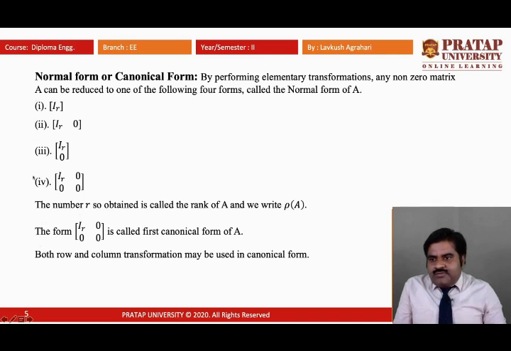There are four types of the normal forms. Ir denotes the identity matrix having order r. The number r so obtained is called the rank of the matrix and it is written as rank A. The given form is also called the canonical form of A, and in the canonical form or normal form both row and column transformations may be used.